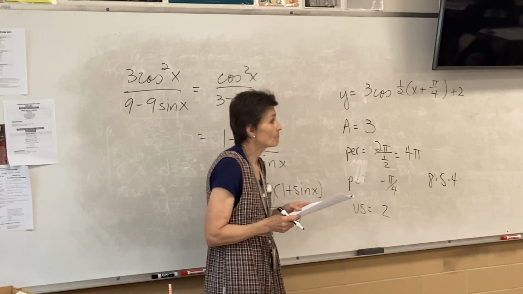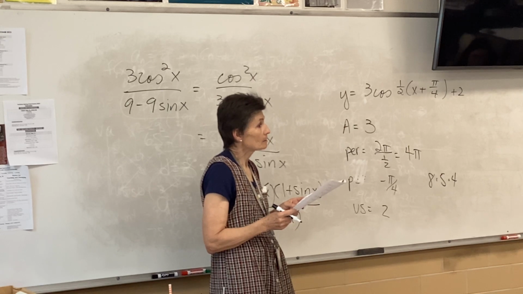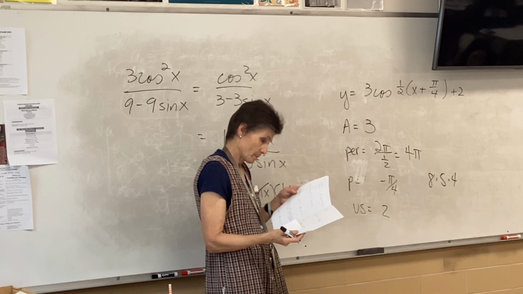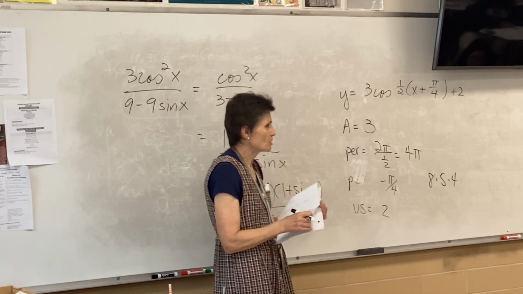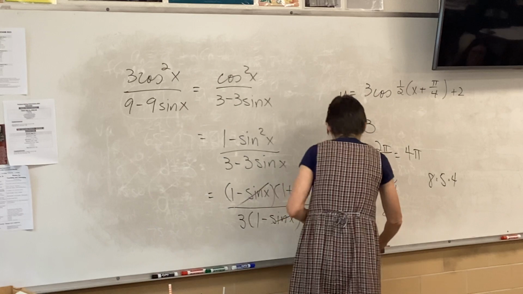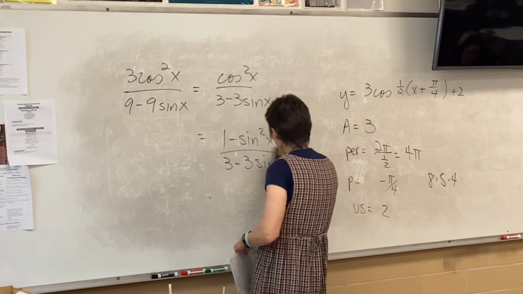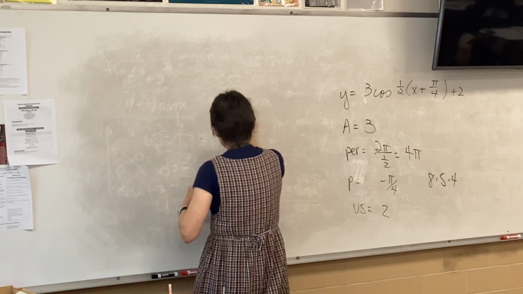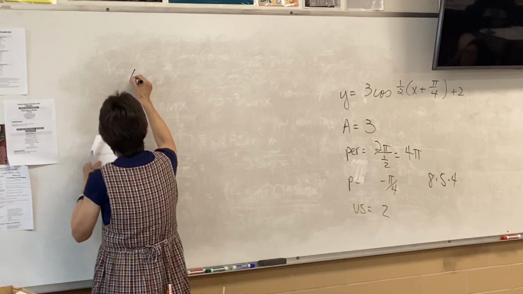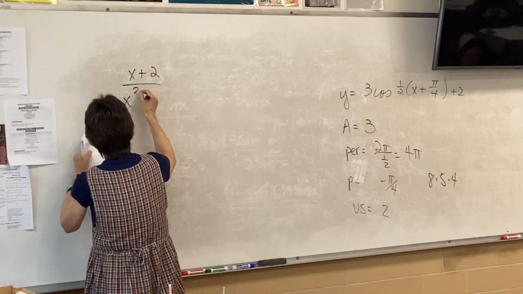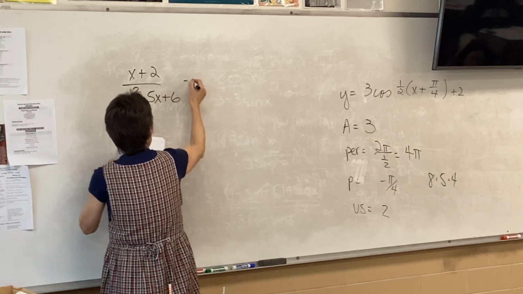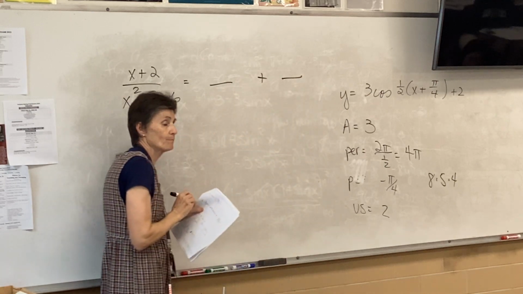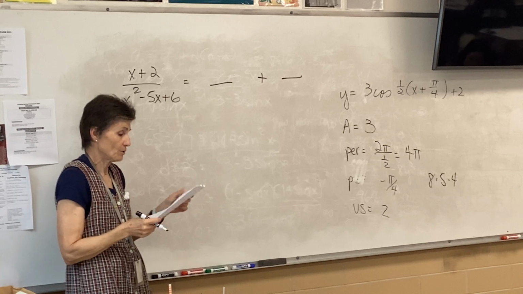Yep, Tilly, I think it was number 8 on the same packet. Partial fractions. So how do we start this? Remember what you're trying to do is take this big fraction and break it down into a couple of smaller fractions. So what's the first thing we do when we see this problem?